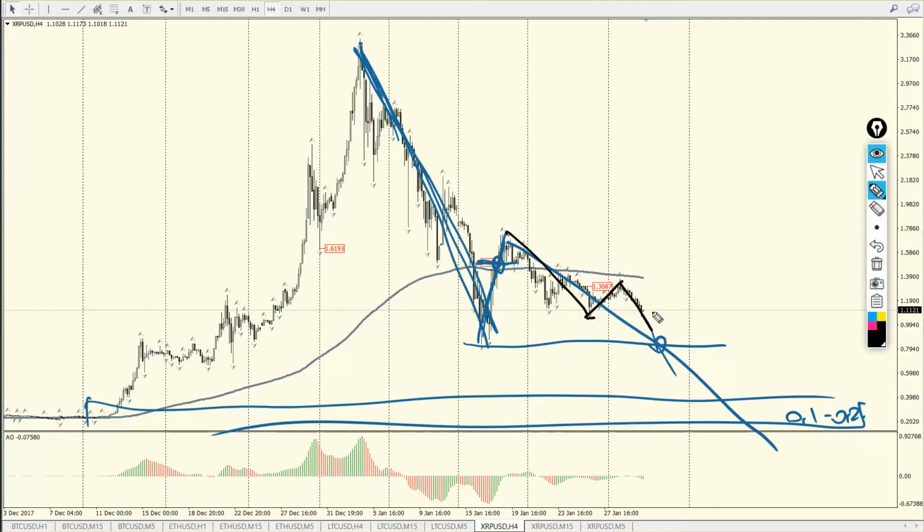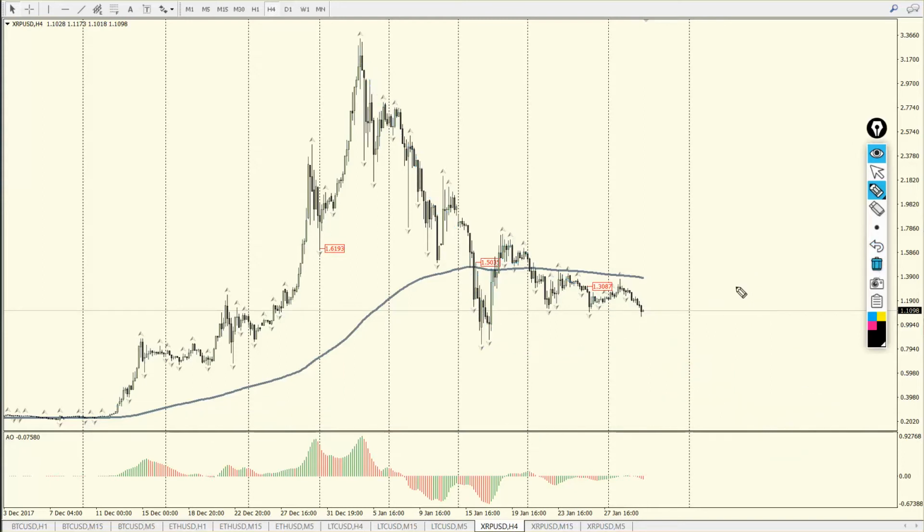H4 FZR is intact, so we have H4 trend down, and once we break through this reference point, we will have all time frames trend down as well. At the moment, this pivot point here protects that wave, protects the trend down, and as long as this pivot point is not broken, I will be going with this trend down.